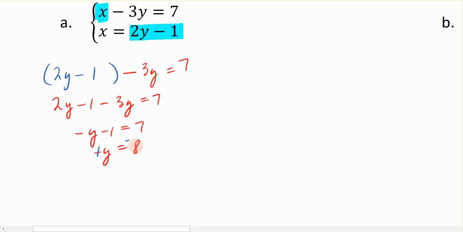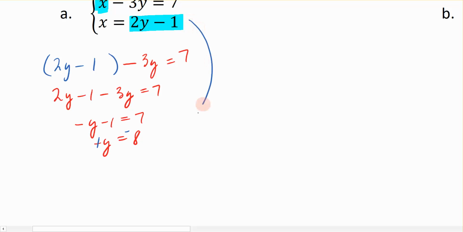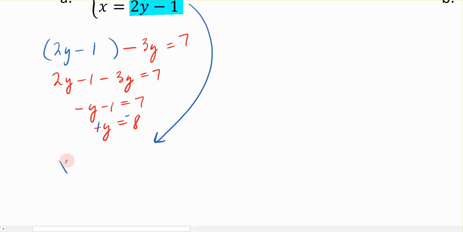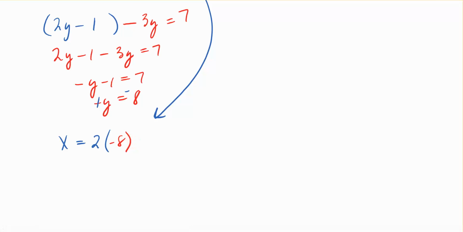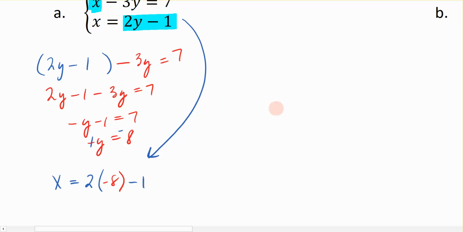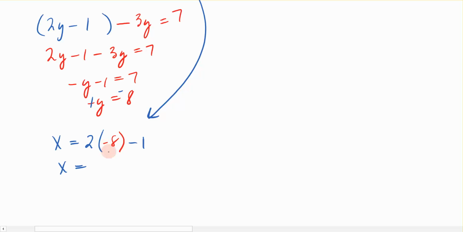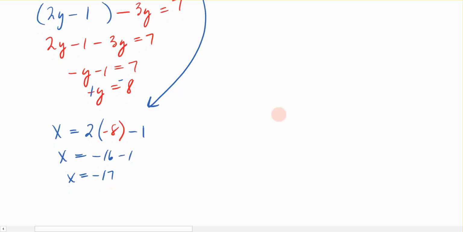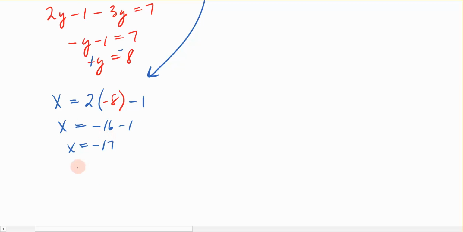Now that I know what y is, I am going to take that value and substitute it into the equation I did not just use. So instead of the first equation, I'm going to substitute into the second equation to solve for x. So we're going to bring that equation down here. That looks like x is equal to 2 times negative 8 minus 1. So x would be equal to negative 16 minus 1, or in other words, x is equal to negative 17. So the solution to this system is the ordered pair negative 17, negative 8.